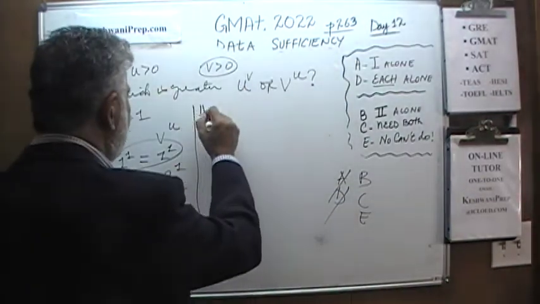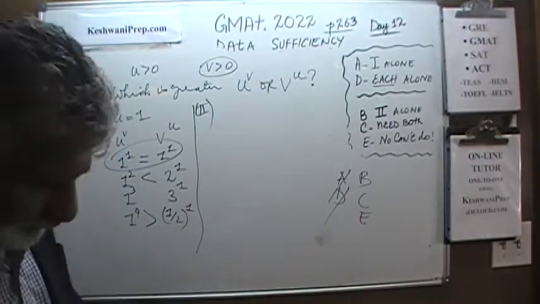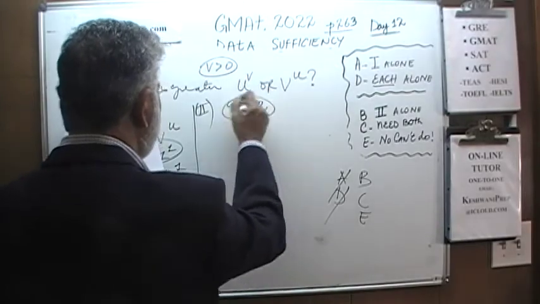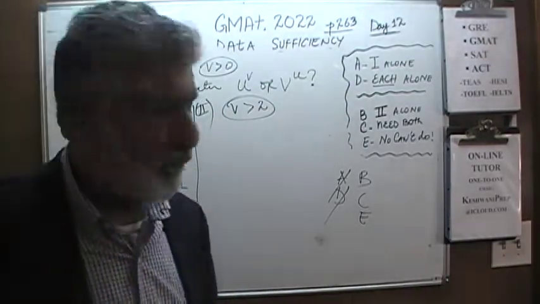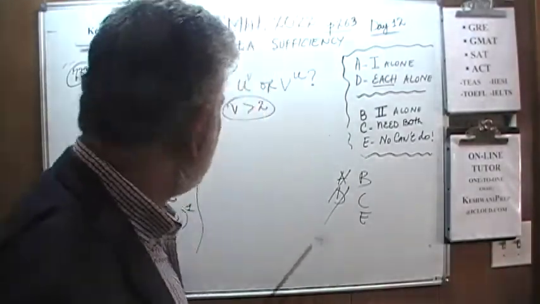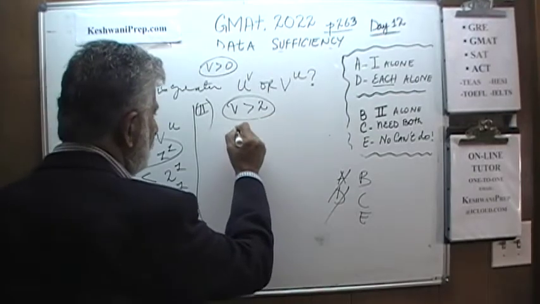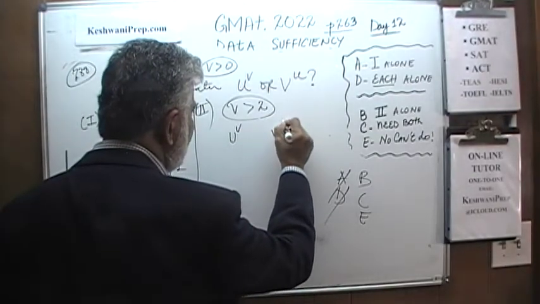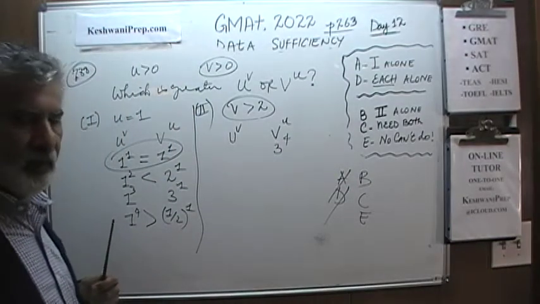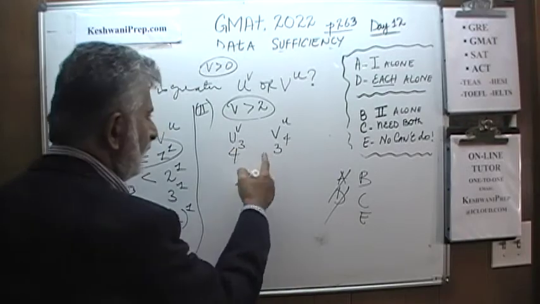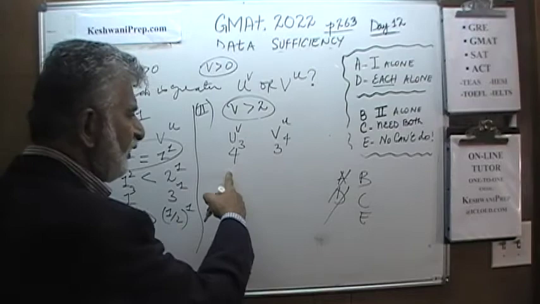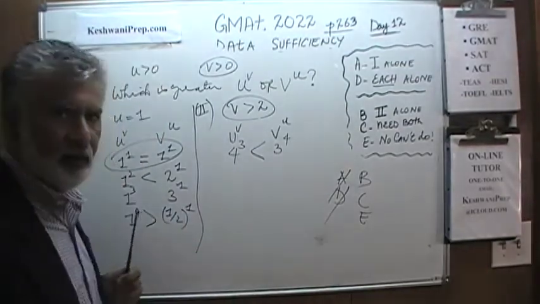In the second statement, they tell us that V has to be more than 2. That's the only condition we have to fulfill. V has to be more than 2, and of course, U has to be positive, but other than that, there is no other condition. So just make up something. If V has to be more than 2, here U raised to V, V raised to U, maybe V is 3 and U is 4. That's possible, why not? In which case we'll get 4 raised to 3 versus 3 raised to 4. 4 raised to 3 is 64, this is 81, 64 is less than that.